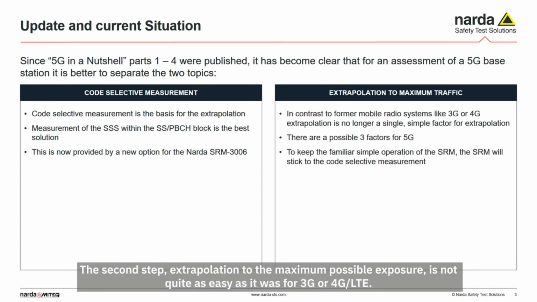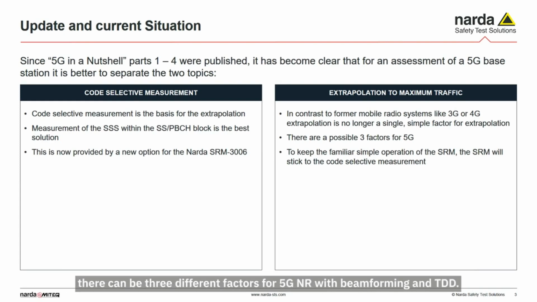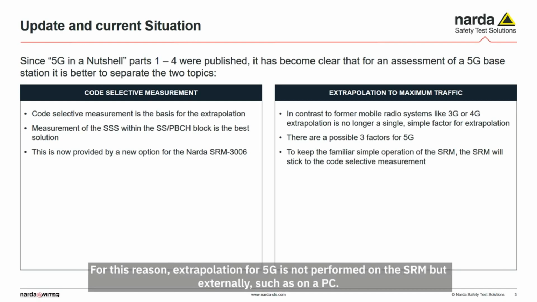The second step, extrapolation to the maximum possible exposure, is not quite as easy as it was for 3G or 4G LTE. Whereas for these it was just one simple factor that was usually the same for all measurement situations with the same bandwidth, there can be three different factors for 5G new radio with beamforming and TDD. In particular, the beamforming is dependent on the measurement location. For this reason, extrapolation for 5G is not performed on the SRM but externally, such as on a PC.